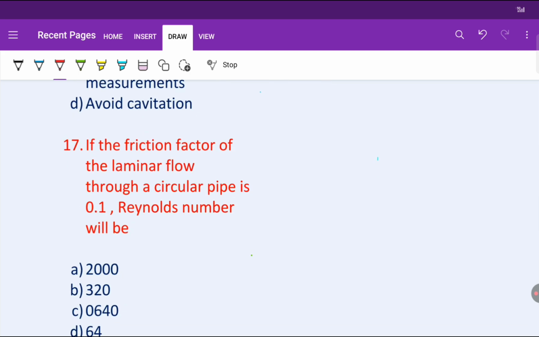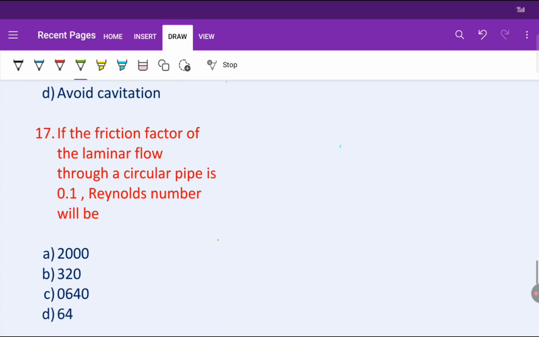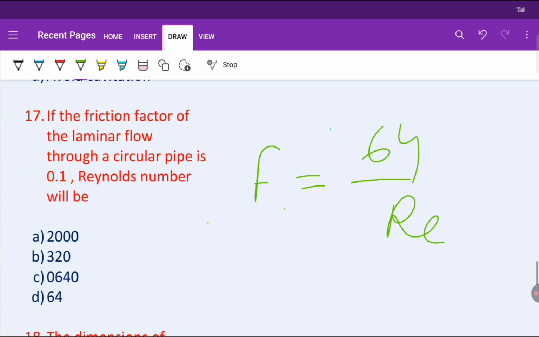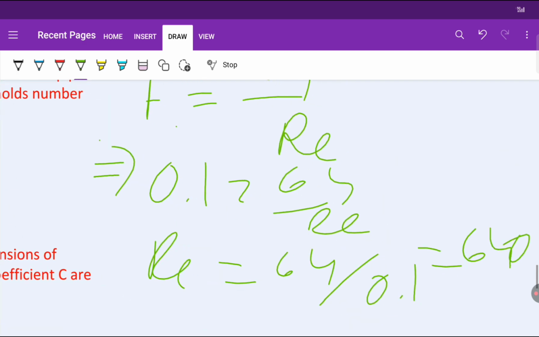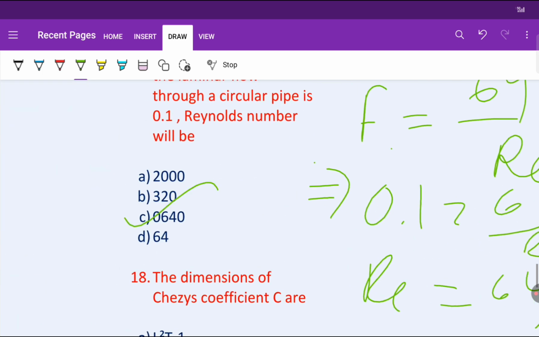So coming to the next question, if the friction factor of the laminar flow through a circular pipe is 0.1, Reynolds number will be? So there is a formula from Darcy's friction factor, that is f is equal to 64 upon Re. So here friction factor value is given as 0.1, so 64 upon Re. So we need to find Re, right? So Re equals 64 upon 0.1, that is 640. Okay, the answer is 640.